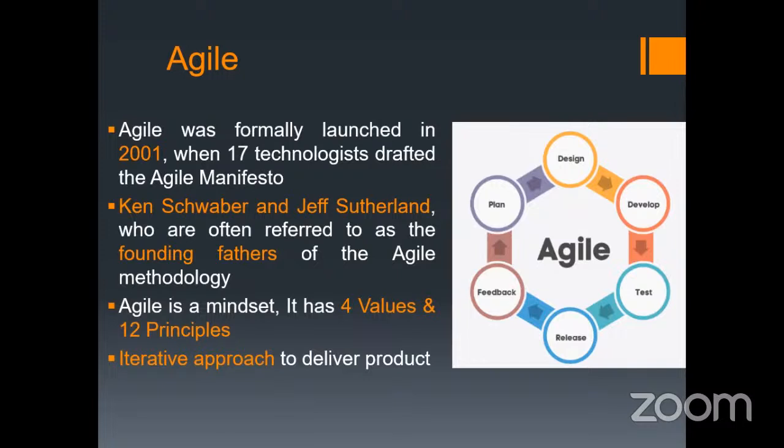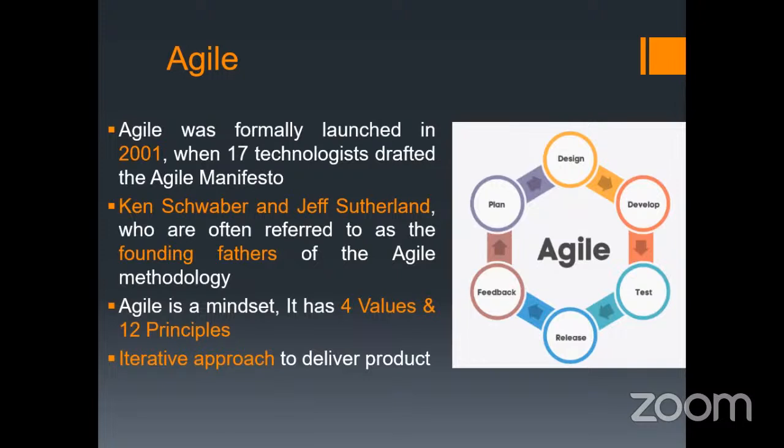When we talk about the Agile methodology, it has 4 values and 12 principles. It also gives the iterative approach. Now, there is an iterative approach in the waterfall model also, but we will see how Agile overcomes the lacunas or disadvantages of the waterfall model.